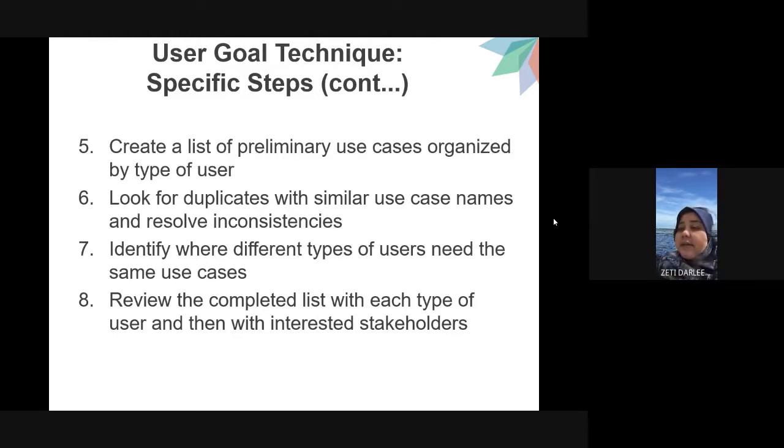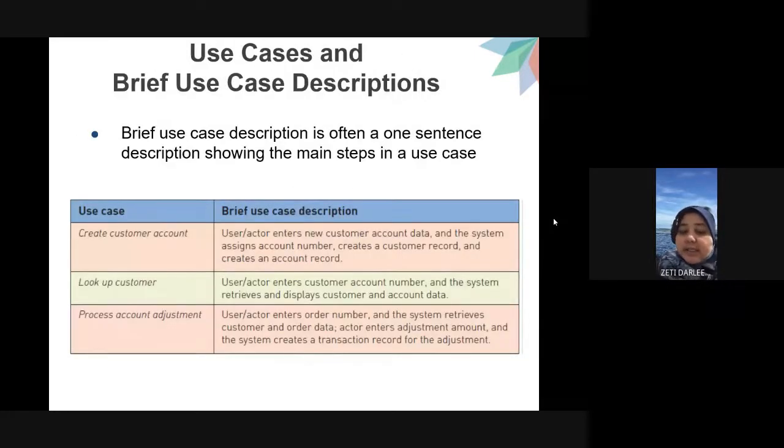Nanti. 7, identify where different types of users need the same use cases. So that's why kita kena look tadi tu, sebab kita akan tengok relationship. Yeah, sebab relationship tu shows the behavior of interaction antara use cases. Number 8, review the complete list with each type of users and then with interested stakeholders. Kena review lah, kena check, kena polish, supaya apa yang kita listkan tadi tu adalah accurate.